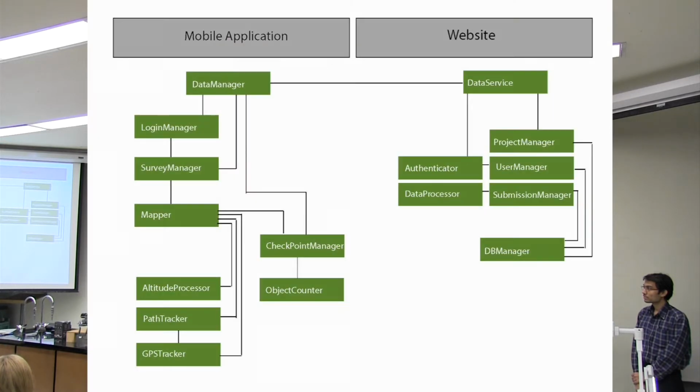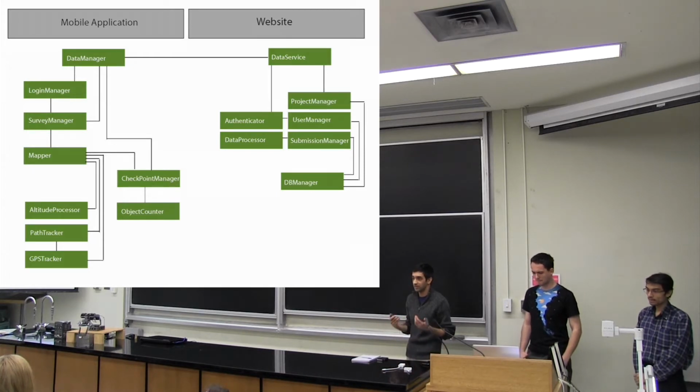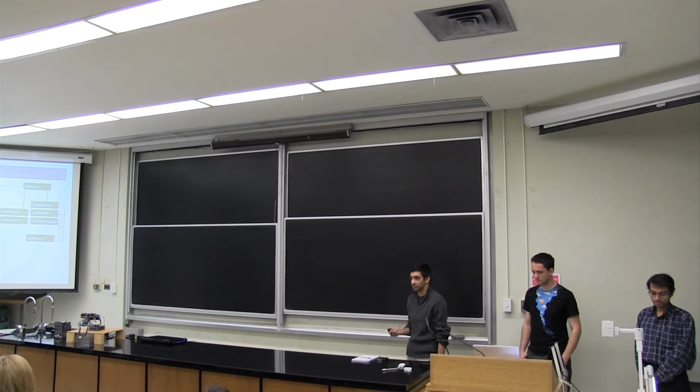As an overview of our block diagram, what we really want to show here is that the mobile application contains all the tools for collecting data. For example, altitude processors, path trackers, and GPS trackers. And the website handles all of the data storage, data download, and server creation, as well as managing user accounts.